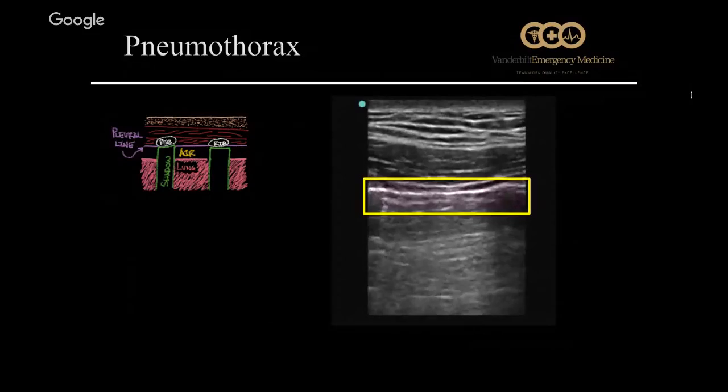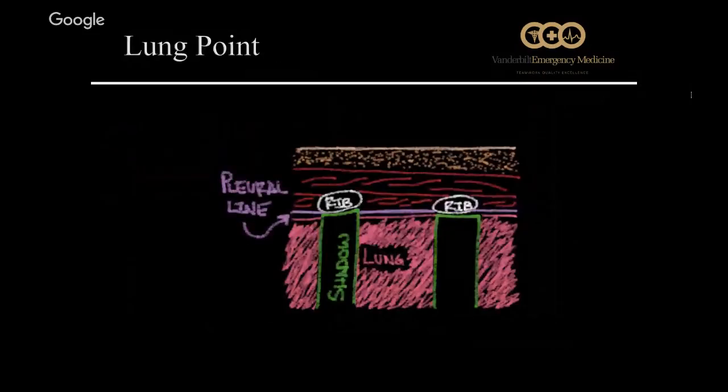The other thing that might happen is if you get hit in the chest, you're probably not going to be taking real deep breaths. Let's say you just got a chest wall contusion, you might be splinting your breaths a little bit. So you may need to just ask the patient, hey, I know this hurts a little bit, but I need you to take a deep breath. And then you might be able to see the lung sliding a little bit better.